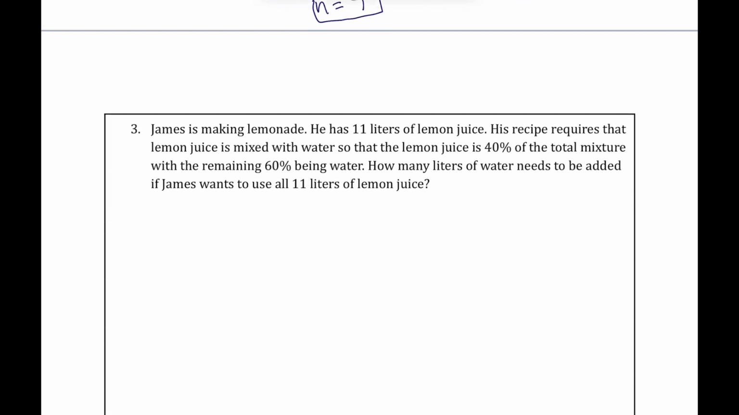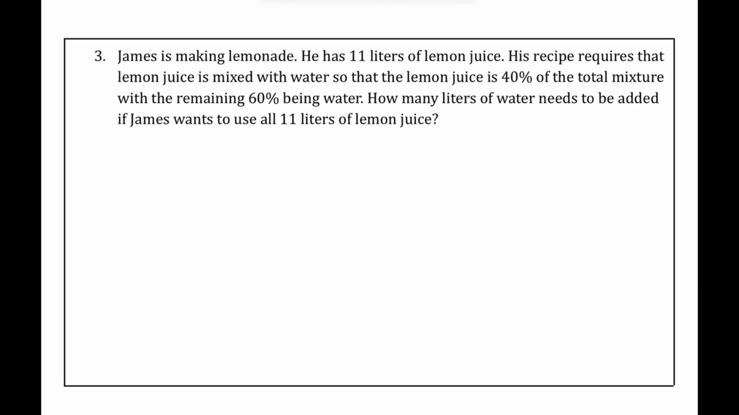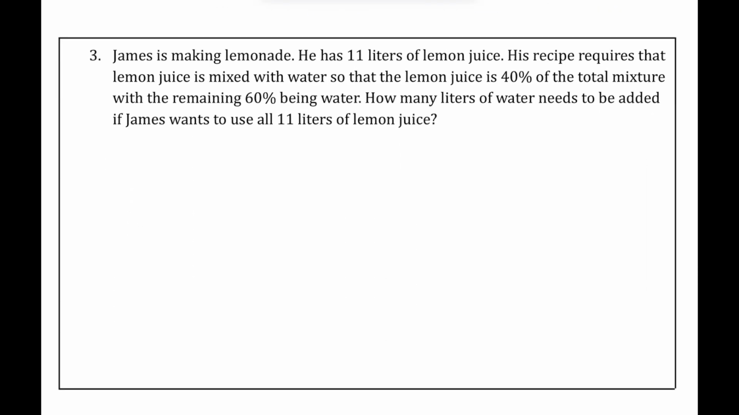All right, let's take a look at one more example. This one is going to be a little bit trickier, so we really want to pay attention to the details here. James is making lemonade. He has 11 liters of lemon juice. His recipe requires that lemon juice is mixed with water so that the lemon juice is 40% of the total mixture, with the remaining 60% being water. We want to know how many liters of water need to be added if he wants to use all 11 liters of lemon juice.